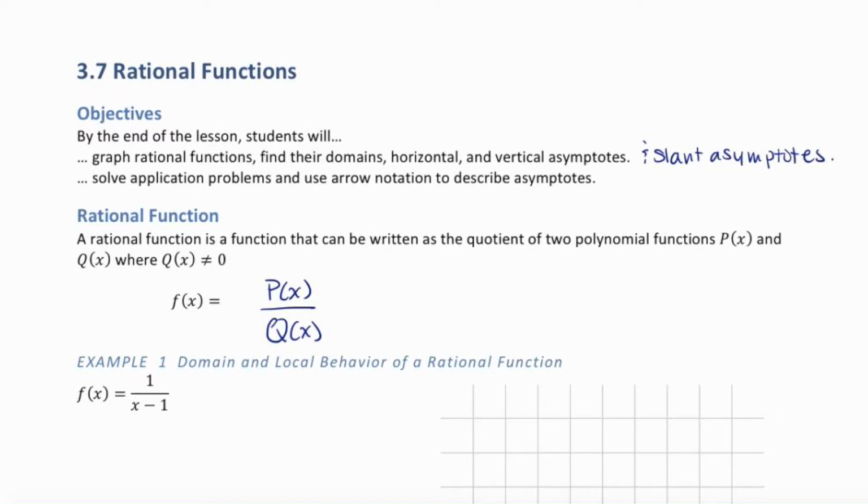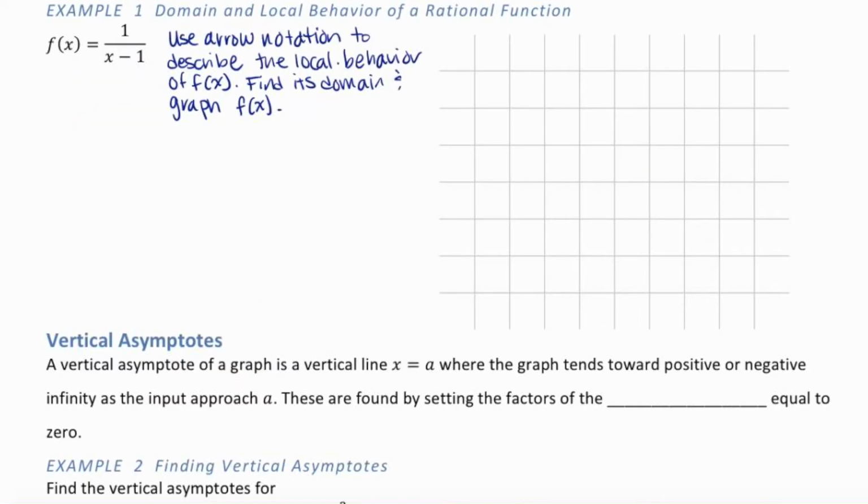Let's look at example 1. Example 1, domain and the local behavior of a rational function. If you notice, I wrote some instructions out. We're going to use arrow notation to describe the local behavior of f of x, find its domain, and graph f of x. Here's f of x. It equals 1 over x minus 1.